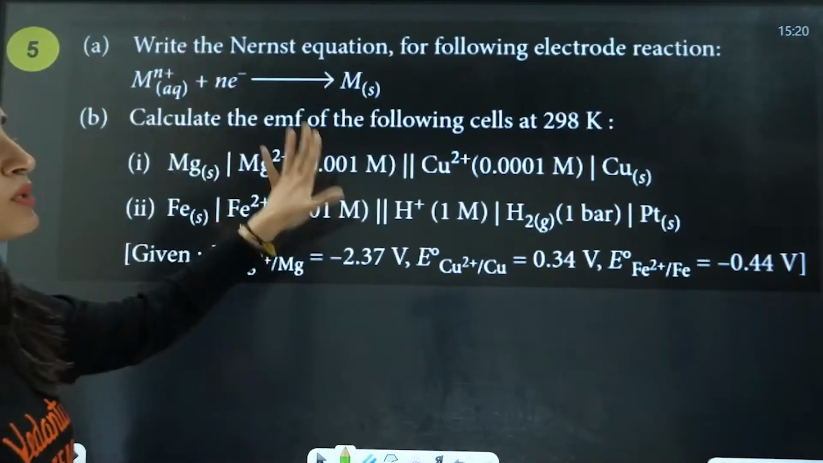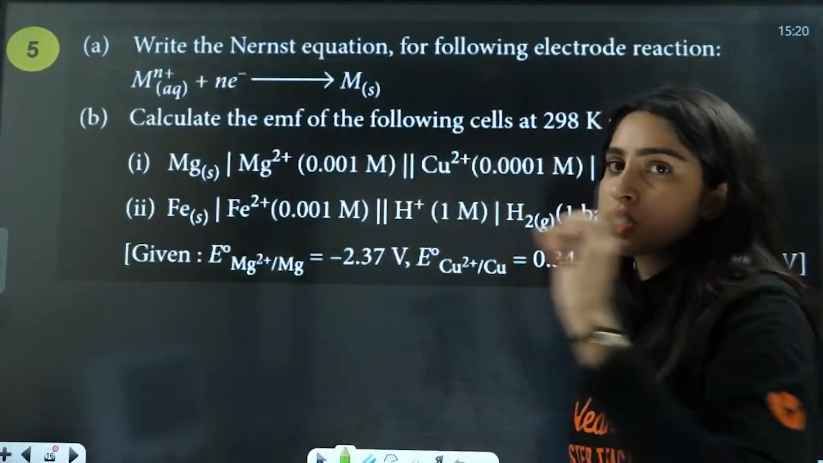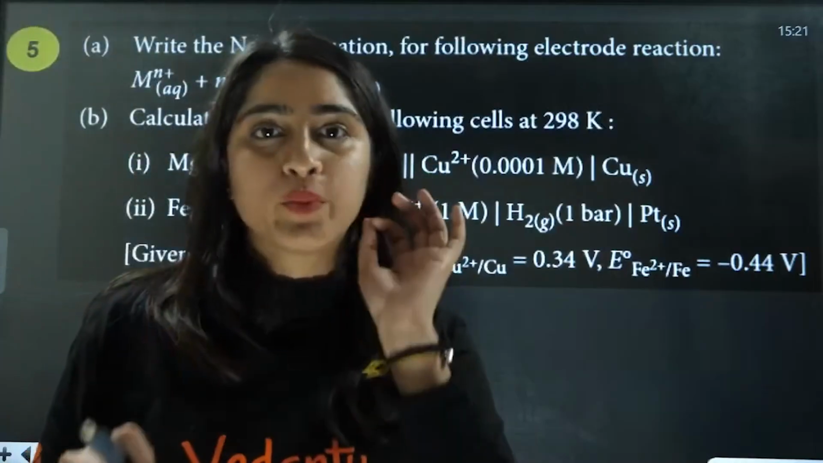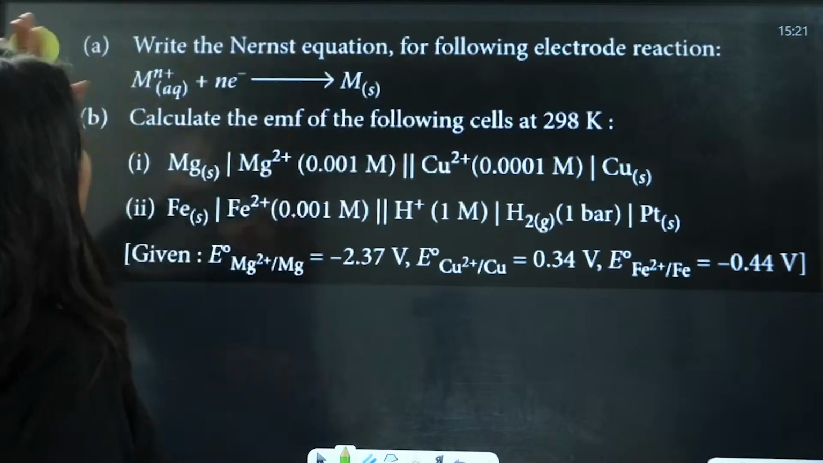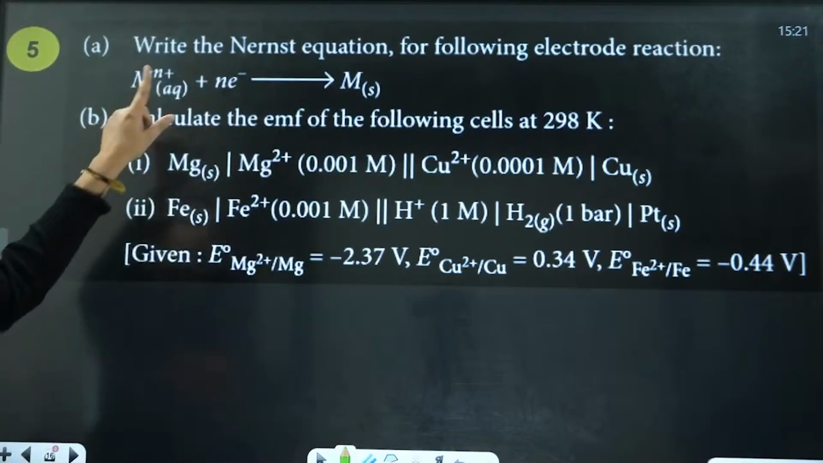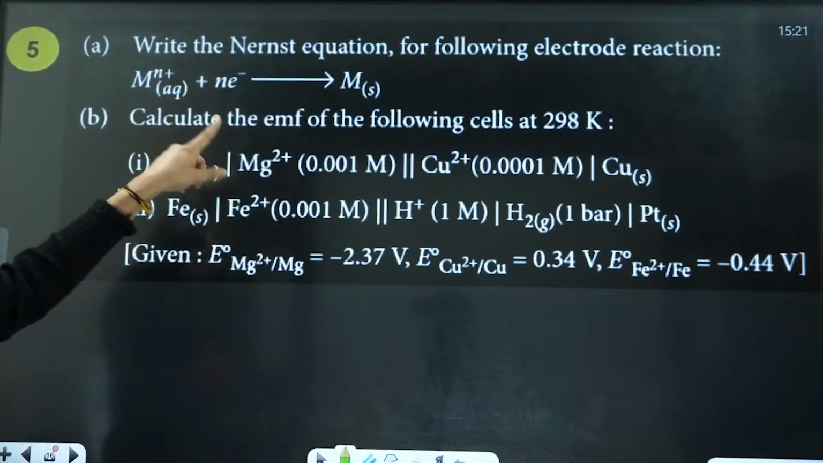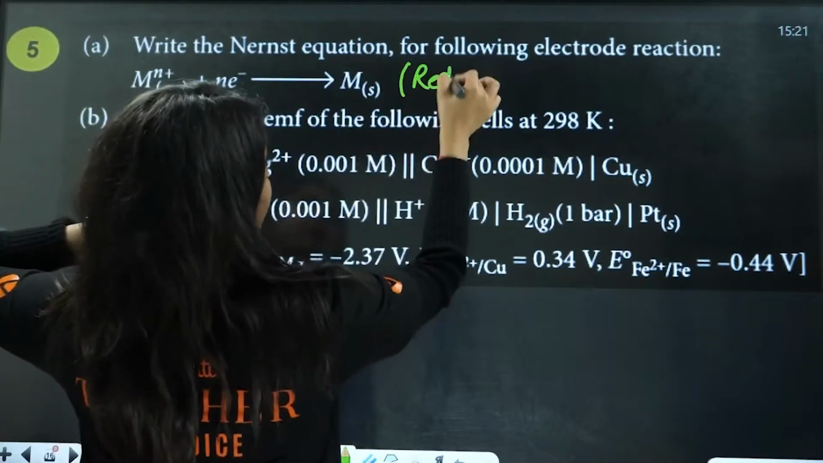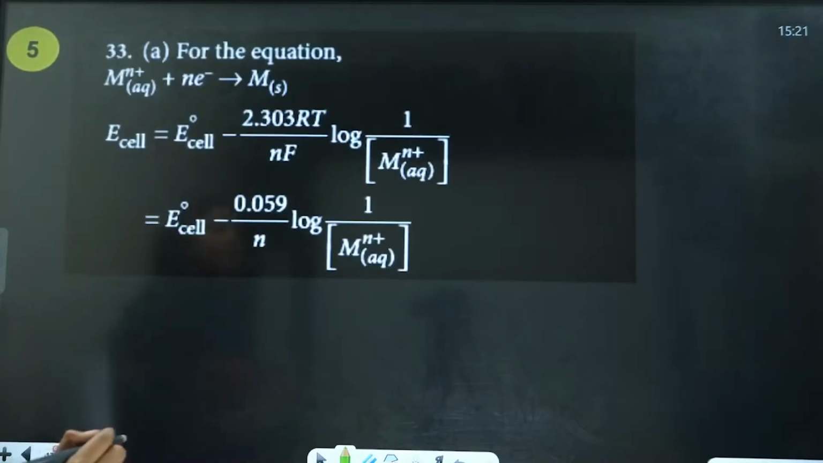Next question is on the Nernst equation. This is a short question, and Nernst equation questions are definitely going to be there in your exam. Write the Nernst equation for the following reaction. The metal ion gains n electrons, so this is the reduction part. There is no oxidation here. So let us write the Nernst equation.